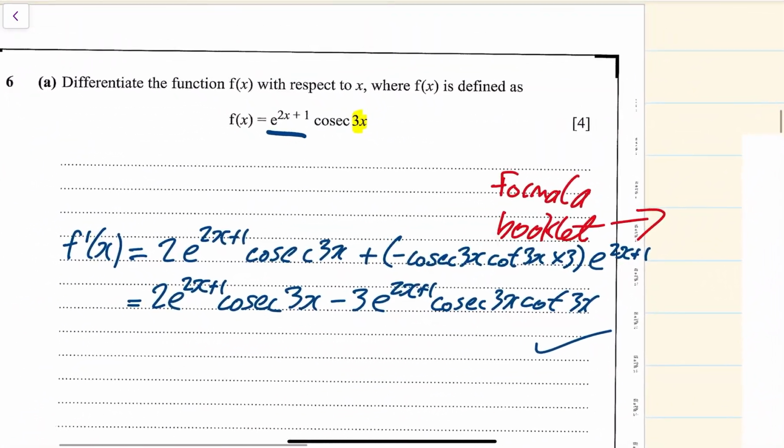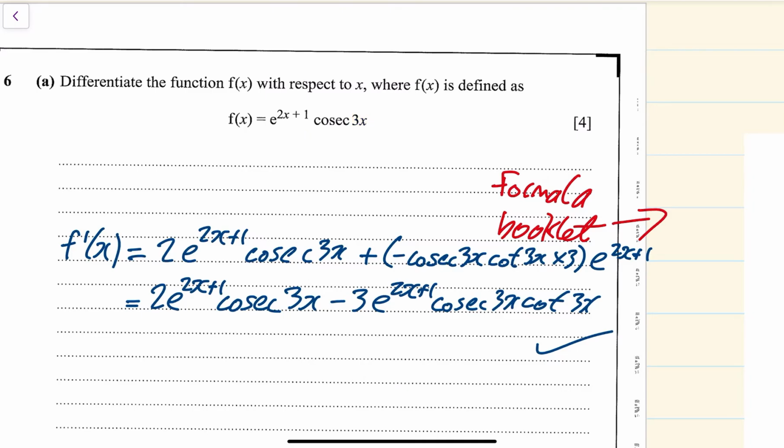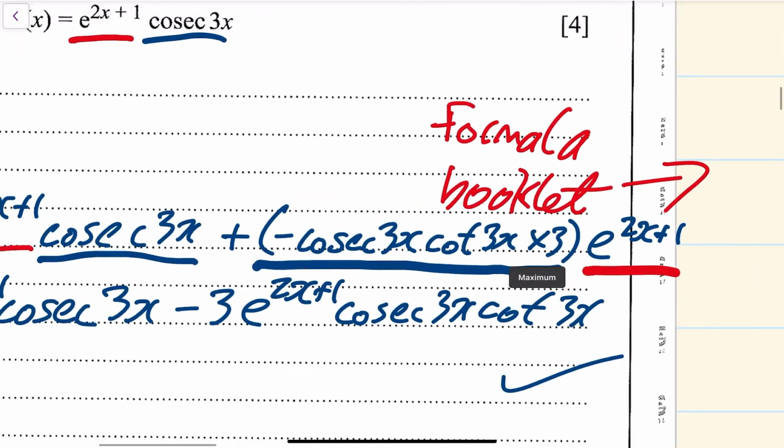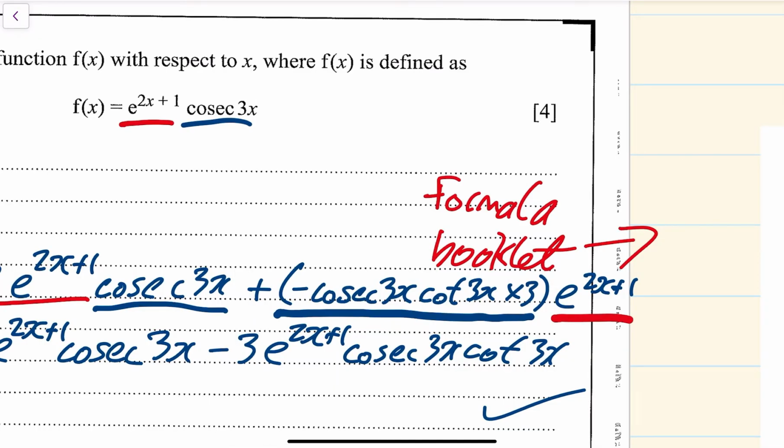So here we are. Let me just talk through what I've done here. This is my first, and then in blue, this is my second. So in red, I have differentiated the first, written down my second. Then I've differentiated the second, and then written down the first. Now let's just zoom in on this bit. This is me differentiating the second. So differentiating cosec 3x. As the formula booklet says, if you differentiate cosec x, you get minus cosec x cot x. The angle always stays the same, so minus cosec 3x cot 3x.